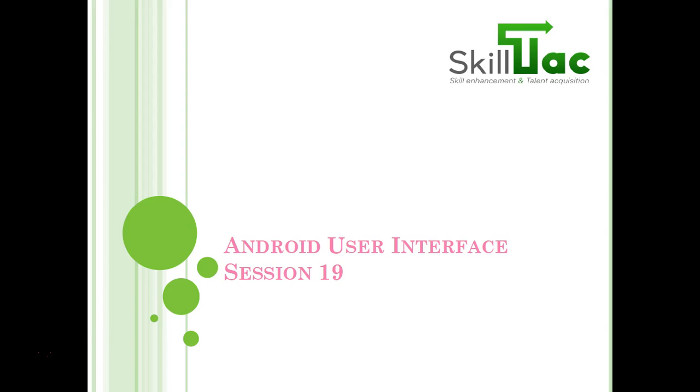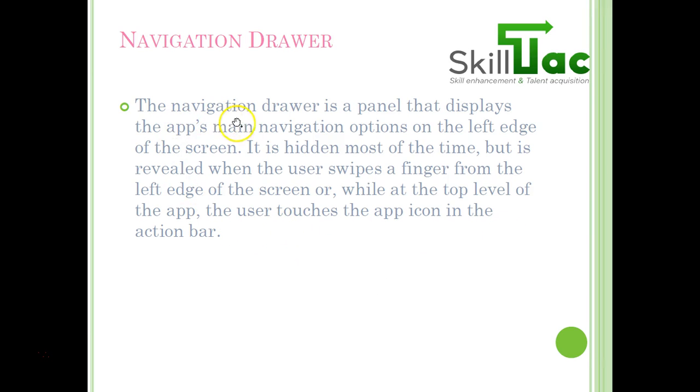This sliding drawer layout is basically a mixture of XML and Java, in which 60% of the work is done in Java and 40% is handled in the XML part. So let's start. The navigation drawer is a panel that displays the app's main navigation options on the left edge of the screen. As you can see here, the navigation options open from the left edge of the screen. That is what a navigation drawer does.